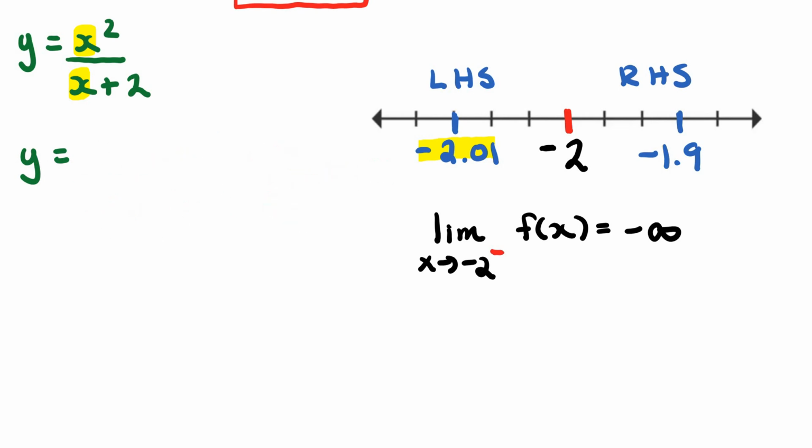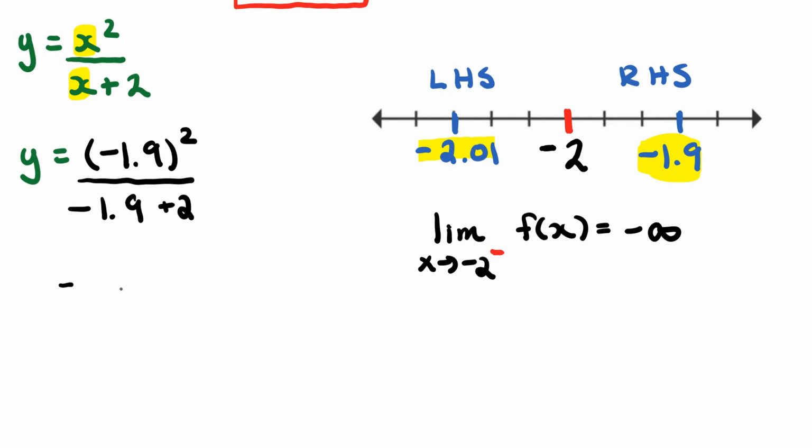Okay, and now let's take a look at the limit on the right-hand side here. So now we'll take negative 1.9 and we'll plug that into our original function. So if I do that, I get negative 1.9. I square that, and then on the denominator, I get negative 1.9 plus 2. Now the numerator is always going to be positive, and the denominator in this case will also be positive. So negative 1.9 plus 2 is positive. So on the right-hand side, I have positive infinity.